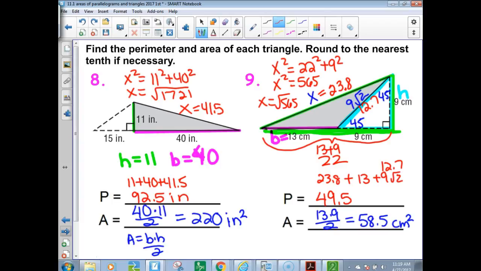So I don't care if you had 12.7 or 9 root 2, it doesn't matter. When you type it out, you should get 49.5. Oh yeah, and that's just in centimeters.